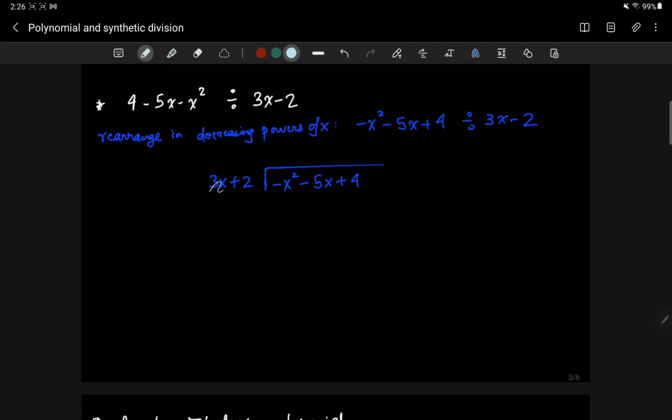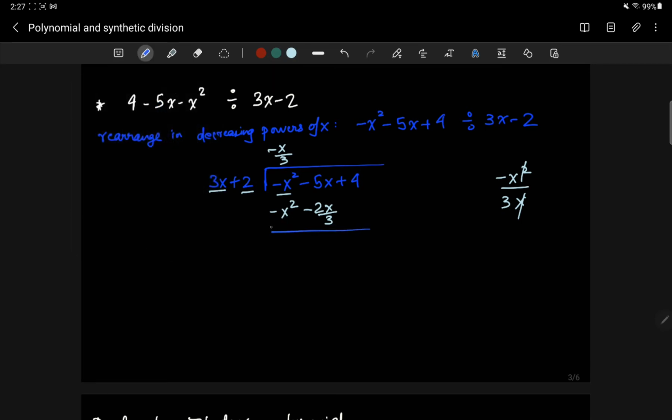Now in my first step, I compare these two and I evaluate negative x squared over 3x. Now from our monomial division example, I know this is negative x over 3. So what goes here is negative x over 3. But now I multiply this with everything. So the first one is negative x squared, but the second one is 2 times negative x over 3, or negative 2x over 3.